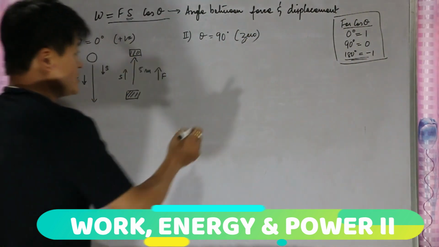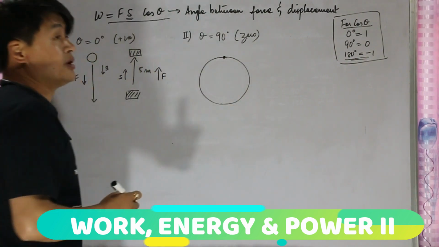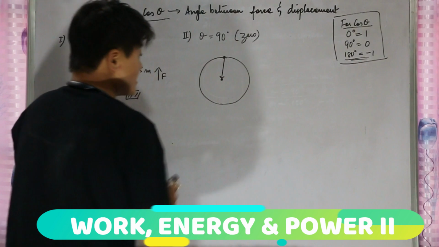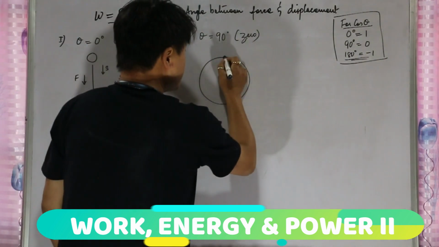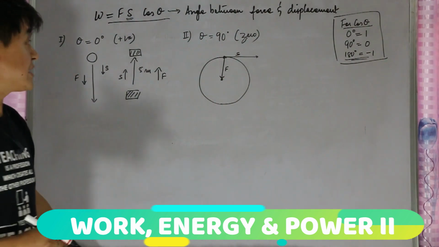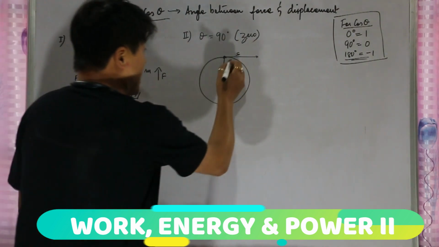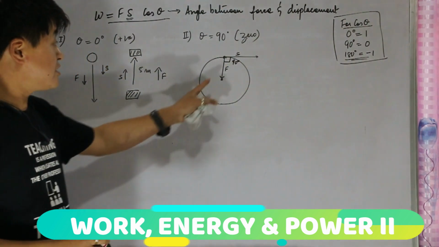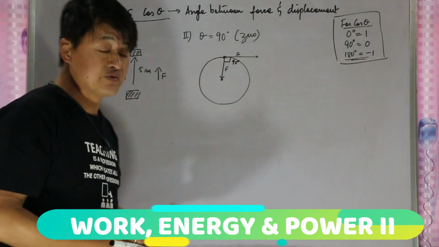Say a body is moving in a circular path. The force on the body is always directed towards its center, and the displacement of the body will be tangential. If we make a tangent from that point, we get the direction of the displacement. So the angle between the force and the displacement is 90 degrees. When the angle is 90 degrees, cos theta will be 0, so your work done will be 0.